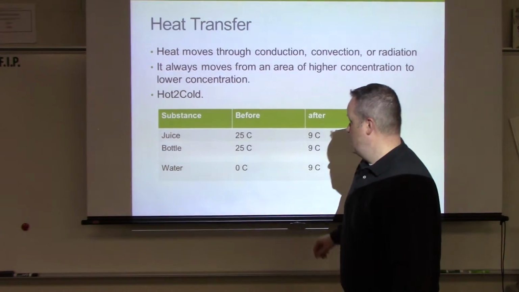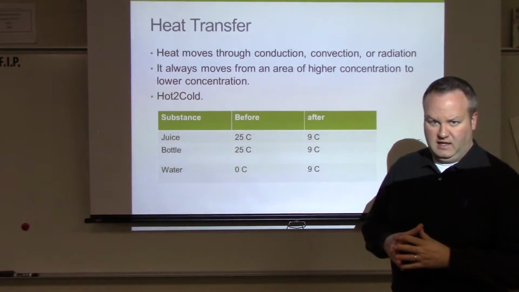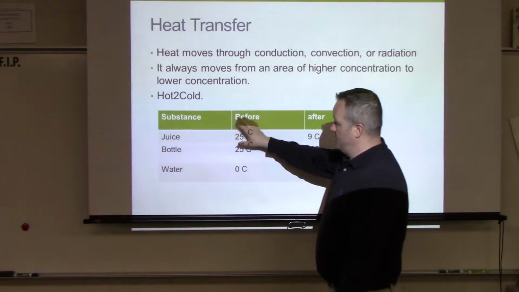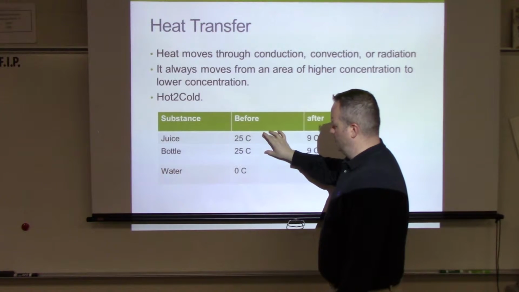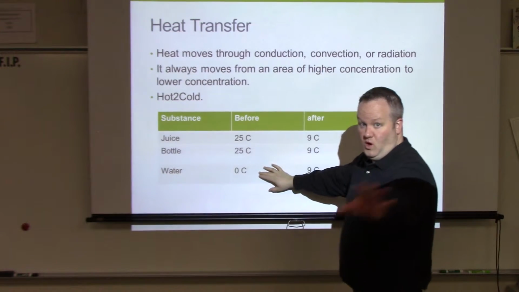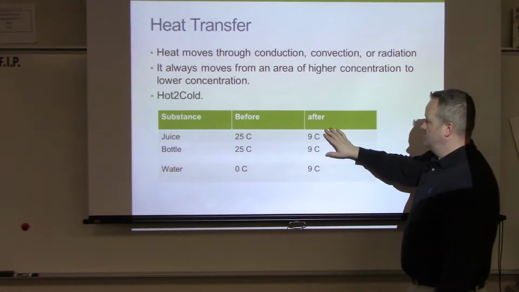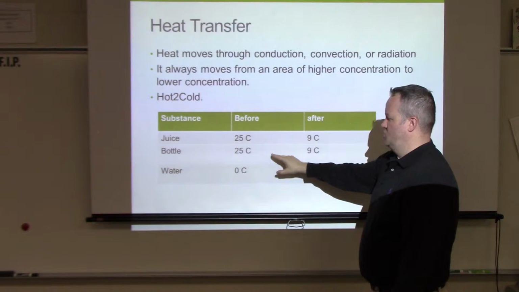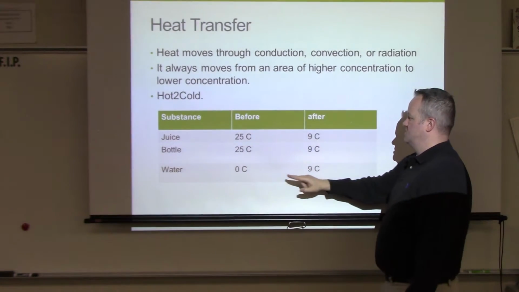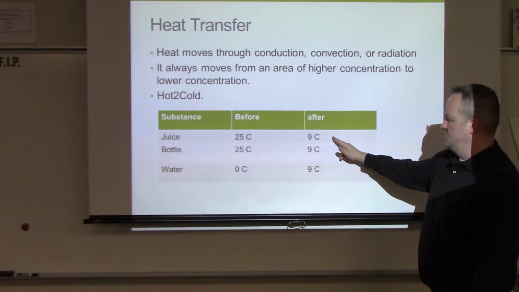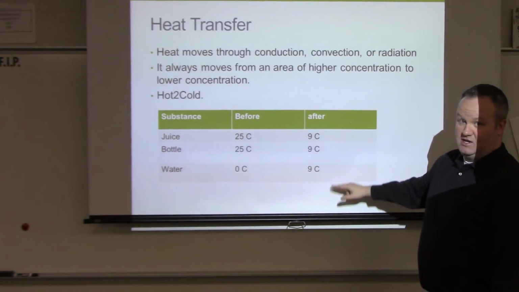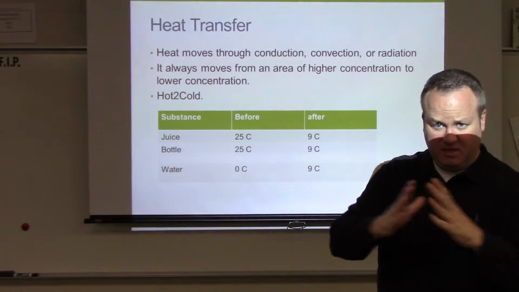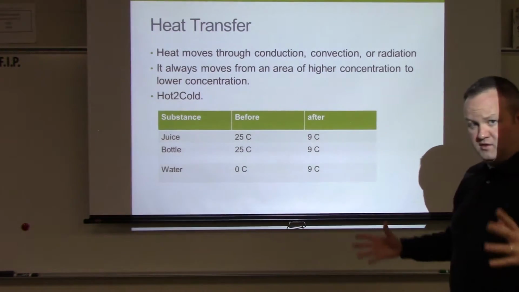temperature of ice. As it sits in that ice, and I'll leave it alone for a very long time, what's going to happen is the energy is going to move out of the juice and the bottle into the ice. What will happen over time is that you're going to have everything the same temperature. Here we have 25 degrees Celsius, 25 degrees Celsius, and 0 degrees Celsius. And then afterwards we have 9 degrees Celsius, 9 degrees Celsius, and 9 degrees Celsius. That's how it works. It distributes itself until it's completely even with everything around it.